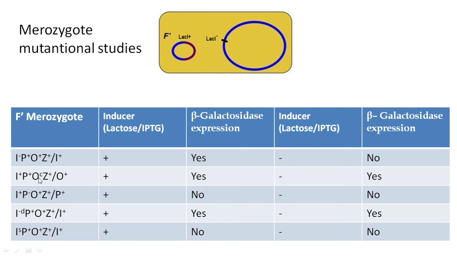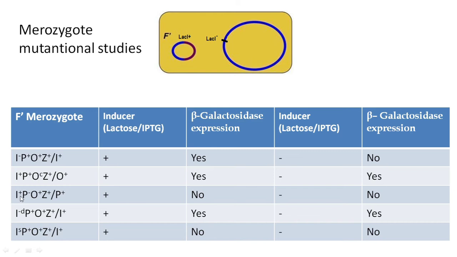The next mutation is called the OC mutation. OC is a constitutive mutation. It is a mutation on the operator region which causes constitutive expression of the Lac operon. If it occurs, the Lac operon will always be expressed, even when lactose is present or absent. OC is a dominant kind of mutation. It will in fact overcome all different kinds of mutations. If OC is present, the Lac operon will be constitutively expressed always.